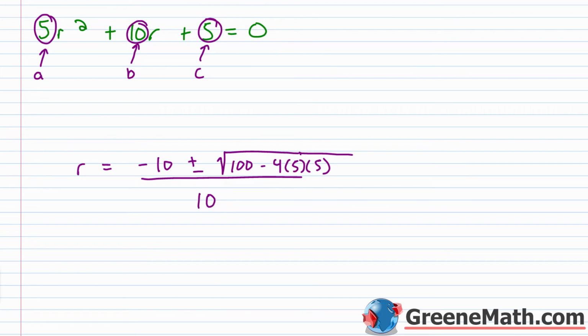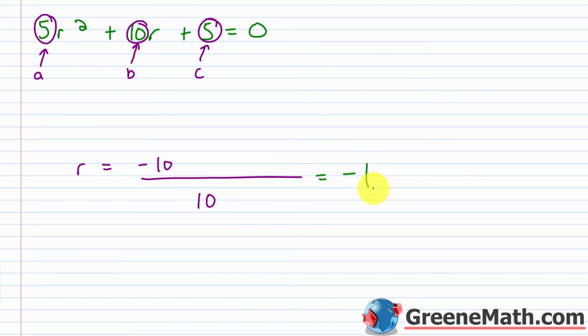Now the one thing you're going to notice here is that 4 times 5 is 20, 20 times 5 is 100. 100 minus 100 is 0. Square root of 0 is 0. So do I need plus or minus 0? No. Because if I add 0 or I subtract 0, I'm not doing anything, right? It's not going to change anything. So you can erase this. And I told you that a minute ago. If b squared minus 4ac, the discriminant, as it's called, is equal to 0, you're going to have only one solution. So here, r is equal to negative 10 over 10, which is negative 1.